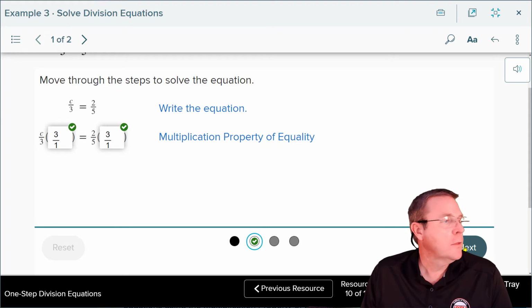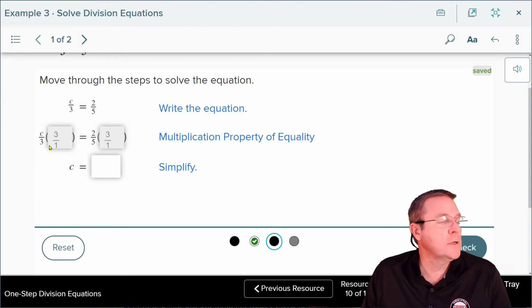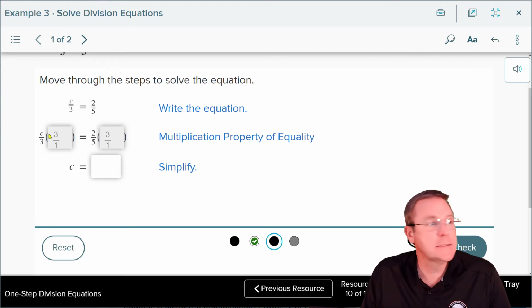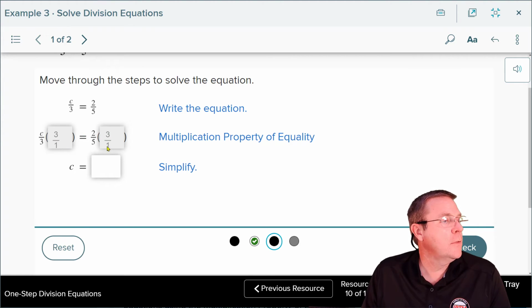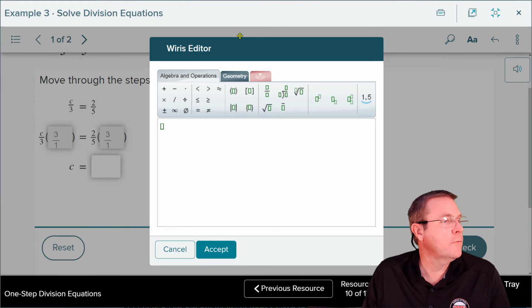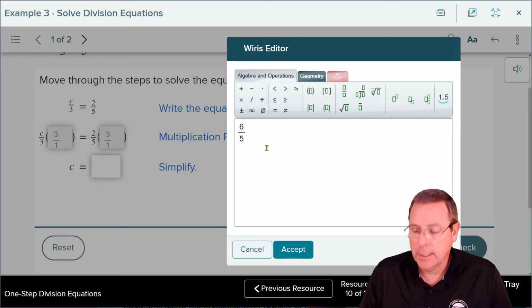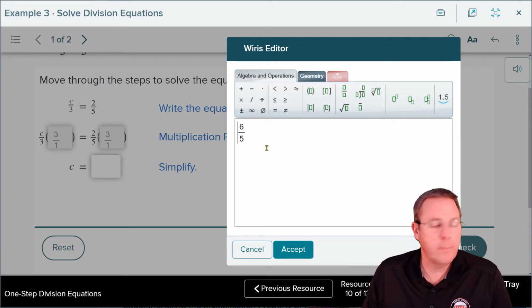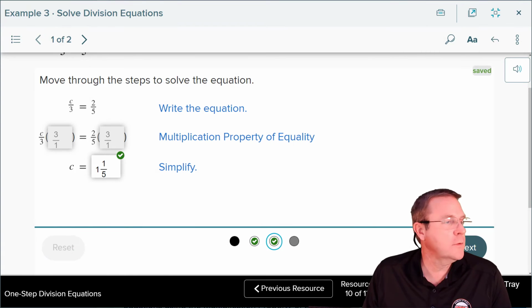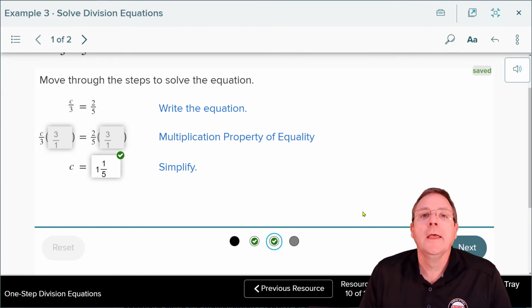Of course, from there, the 3's on the left are going to divide each other out, becoming 1, and 1 times c is c. And on the right-hand side, nothing's going to simplify, so we're going to go straight into our final answer that says 2 times 3, that's going to be 6. 1 times 5 times 1, that's going to be 5. Uh-oh, that is an improper fraction. And since we have an improper fraction, I'm going to have to go back and change that to become 1 and 1/5. Hit check, accept, and check, and the answer checks. That is showing your work, folks. That is what I must see.